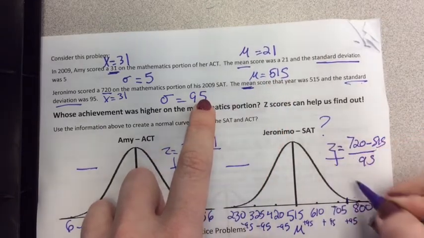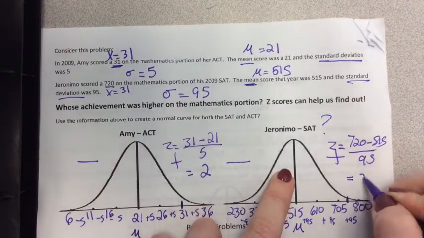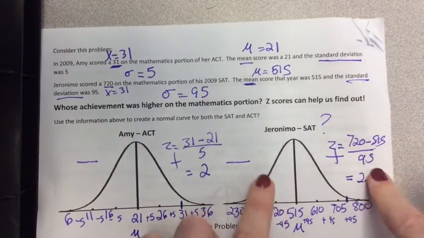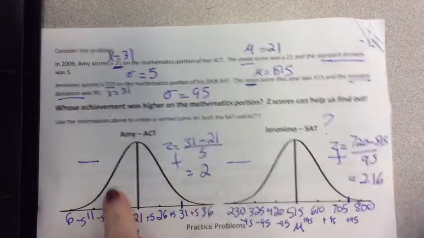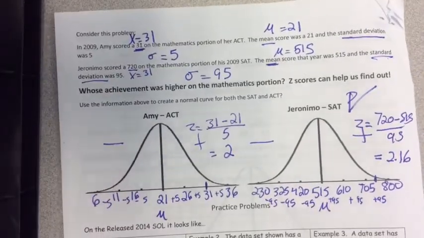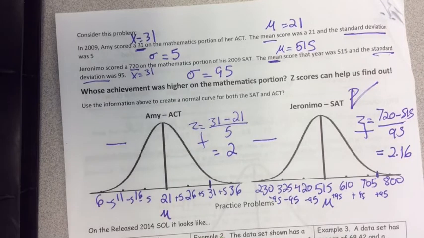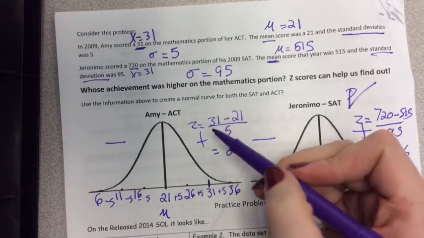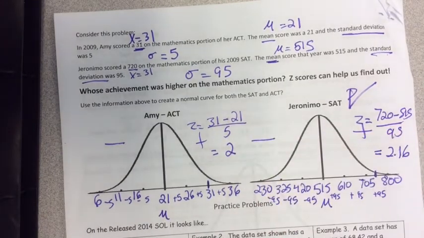That's going to give us our z-score. And from that, we get 2.16. So this number is bigger than this number. So yes, Geronimo had the highest achievement on the mathematics portion. So that is how we use this z-score formula to talk about different types of data.